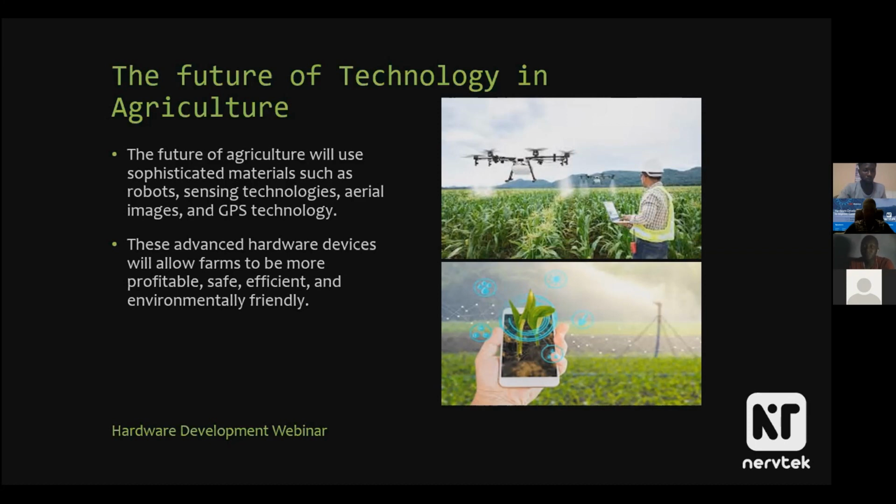We are using GPS technology. We can survey an area using a drone, and we can use robots. We can use drones, as you can see in the picture. And these advanced devices will allow farms to be more profitable, safe, efficient, and environmentally friendly. This is going to make our farms more effective, efficient, safer, and environmentally friendly. So those are some of the benefits we're going to have using hardware in the future.